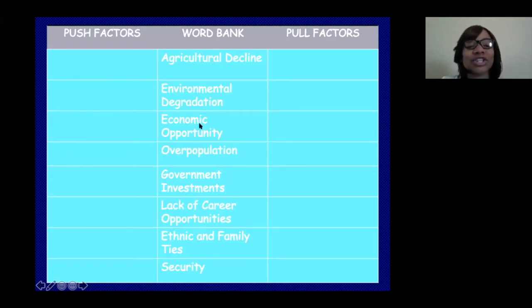Okay, let's continue. Economic opportunity. Would this be a push factor or a pull factor? Okay, excellent. All right so far. Good job. Overpopulation. Would overpopulation be a push factor or a pull factor?